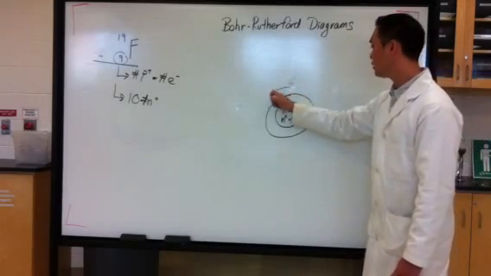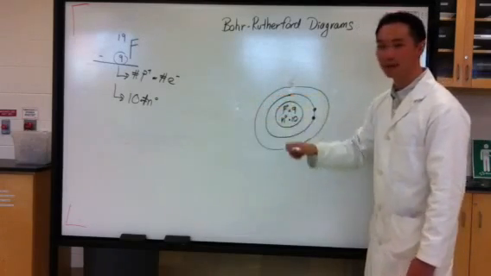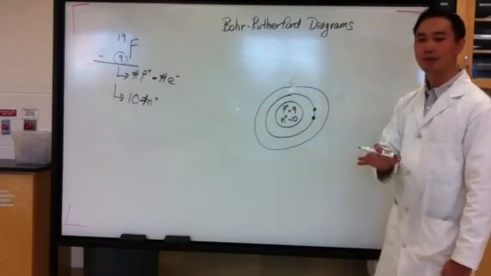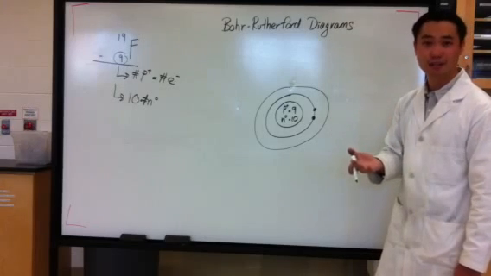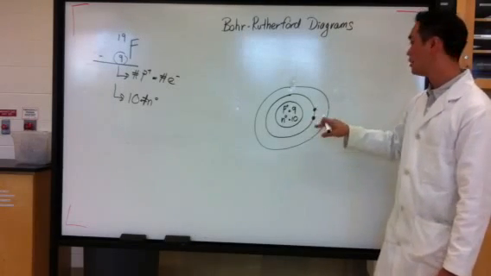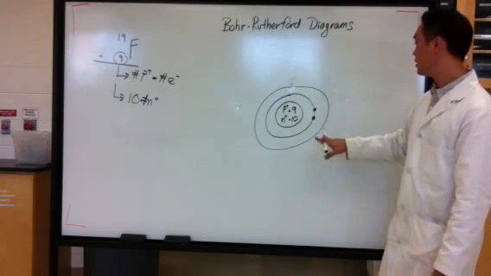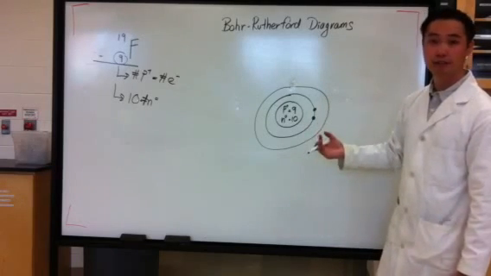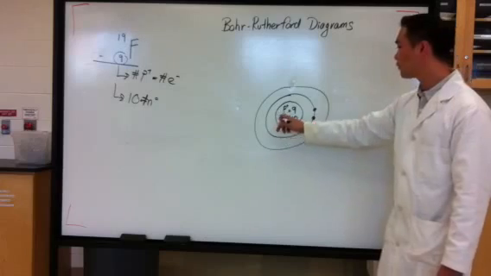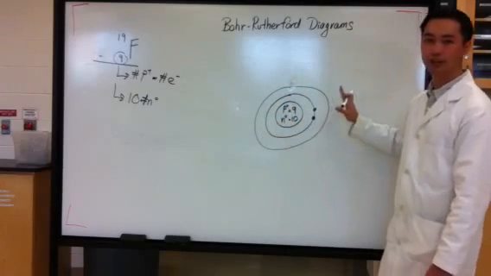Every other shell, though, after that, can hold 8 electrons. Now, that's not entirely true. We'll discuss that in later detail later on. But for now, 2 electrons in the first shell, 8 in every other shell after that. So, I've drawn 2, I need to draw 7 more. Since I can't fit any more in the first shell, I must draw a second shell.